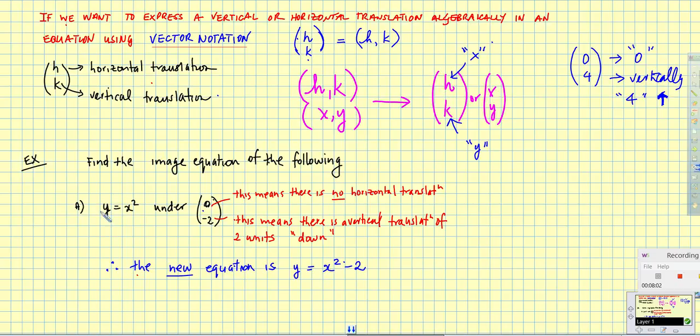So if I had to express y equals x squared algebraically now, because I'm moving away from the graphical method, I'm figuring out, if I'm moving the whole graph down 2 units, what's my new equation of that graph going to be? There's going to be a new equation. And the new equation would just be x squared minus 2, because the graph is moving 2 units down.